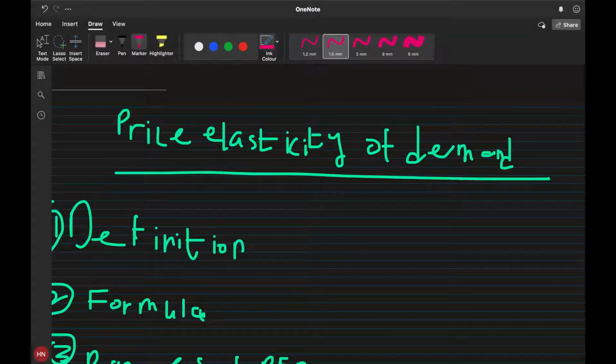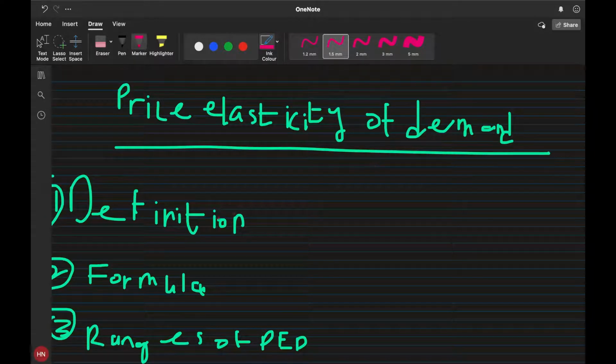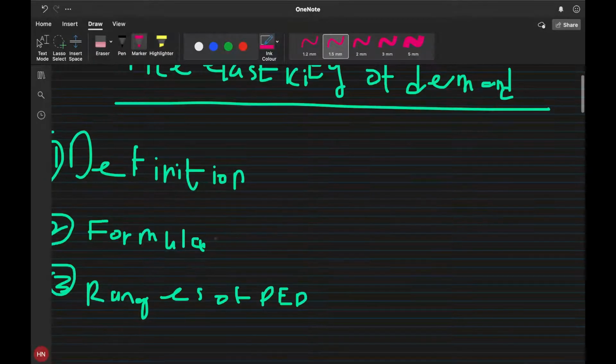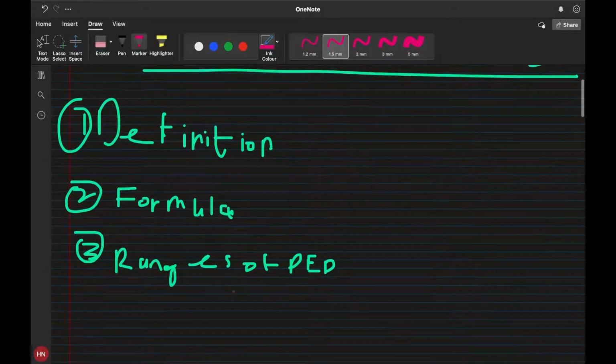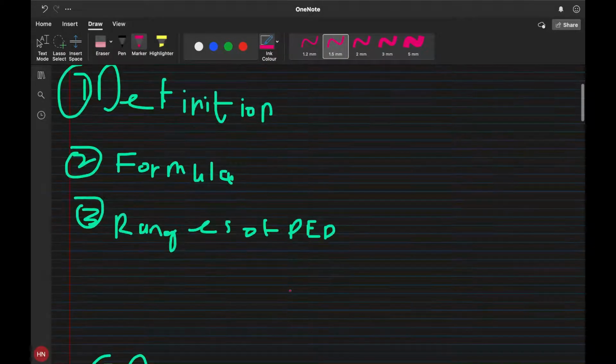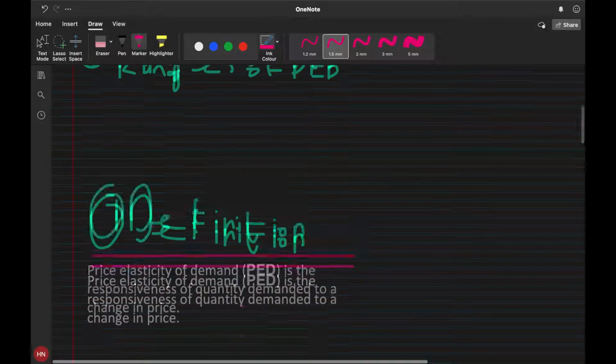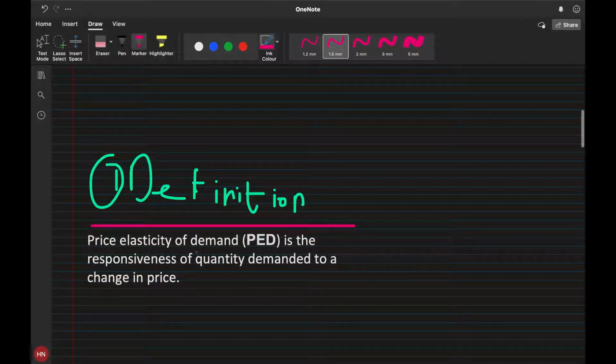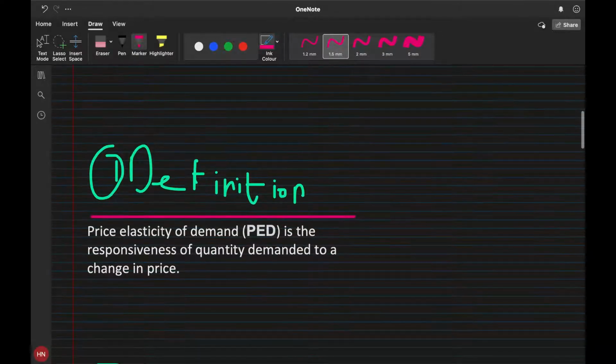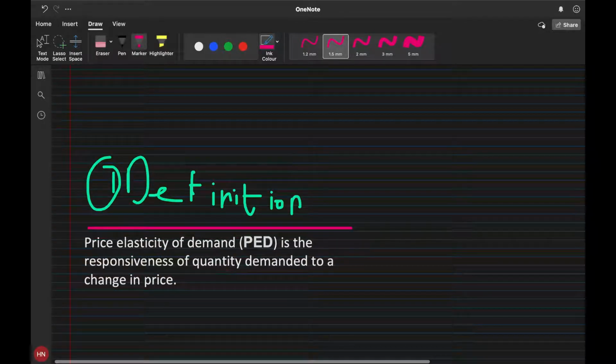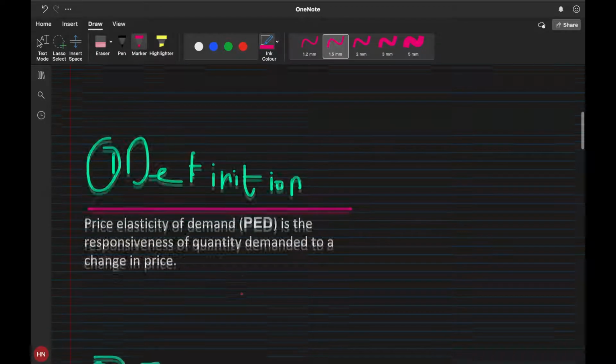So in this video we'll be discussing price elasticity of demand. First of all we'll go over its definition, then we'll discuss its formula, and then we'll go over the ranges of PED. So let's start off with the definition. Price elasticity of demand, or PED for short, is the responsiveness of quantity demanded to a change in price. This won't really make sense right now, but when we look at the formula that will make much more sense.